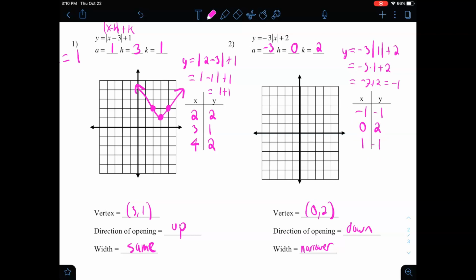Once you get one of these, you're going to get the second one easily because you know they're going to be mirror images. Okay, so (0, 2), we're going to go up 2. And then our other points are left 1, down 1, and right 1, down 1. You can see that negative 3 made it a steeper, narrower V. And there's going to be our graph.